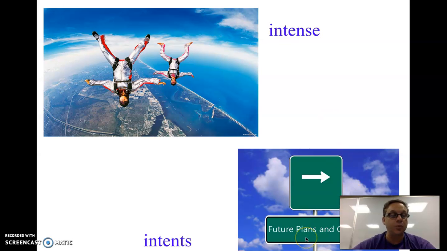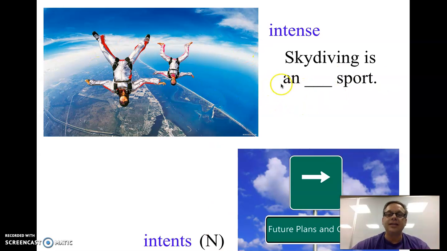Here, you're intense. What are your intents for the future? I'm going to go to school and get a job and start a family and move to France, right? Whatever my goals and plans are. This is the noun. My intents for the future are to graduate, to get a family, to move to France. What do you think this is? Skydiving is an what sport? Adjective, noun, what goes here? Well, it's an adjective, right? Intense and exciting, a little nerve-wracking, a little scary sport.